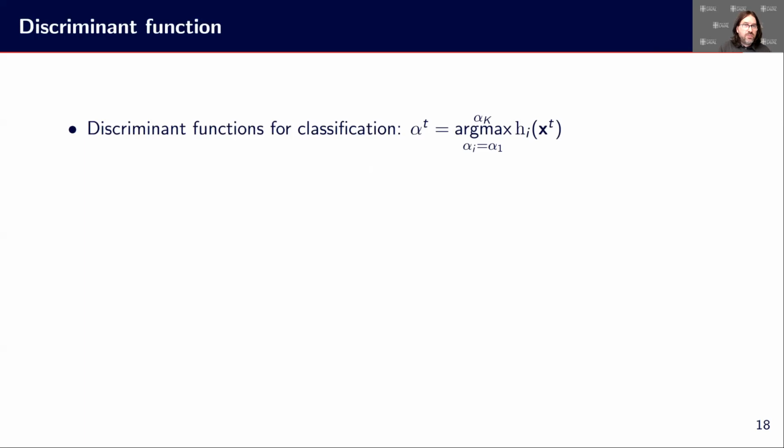And so from that, we can build discriminant functions for classification. So we have here a function that is picking up the class for which we have h_i(x^t) maximum. So what is h_i(x^t)? It's basically our output from our model. And then we are assigning a sample x^t to the class that is corresponding to the maximum h_i.